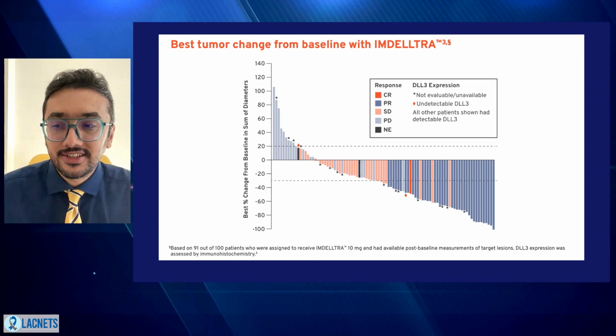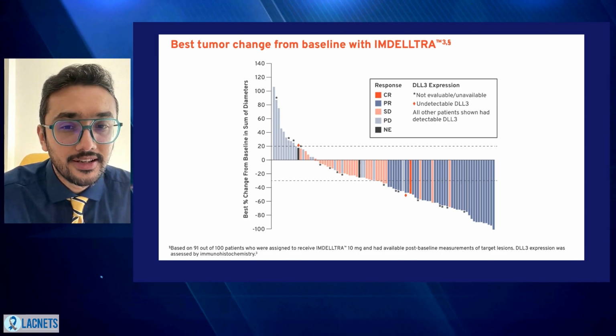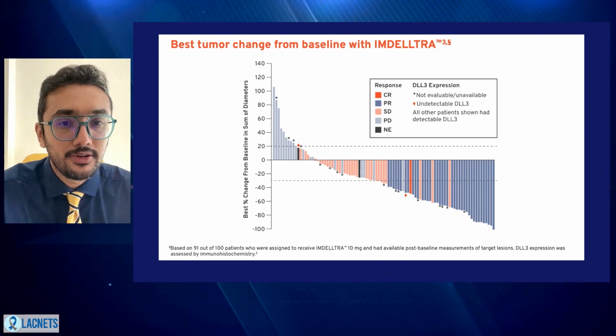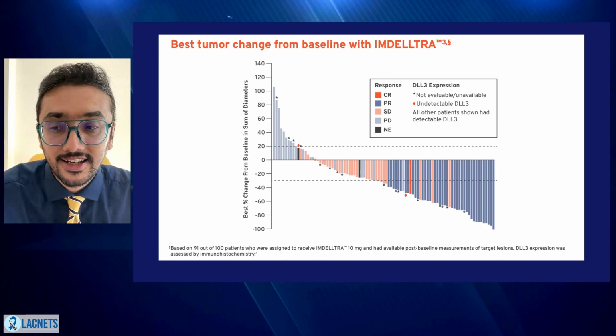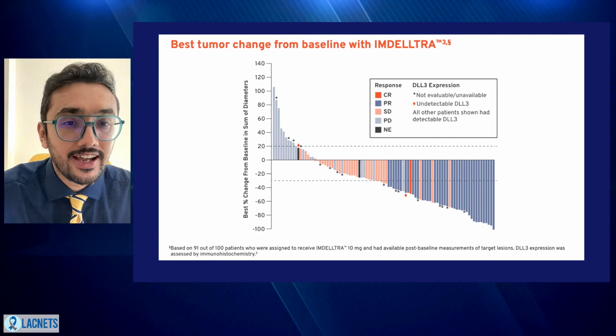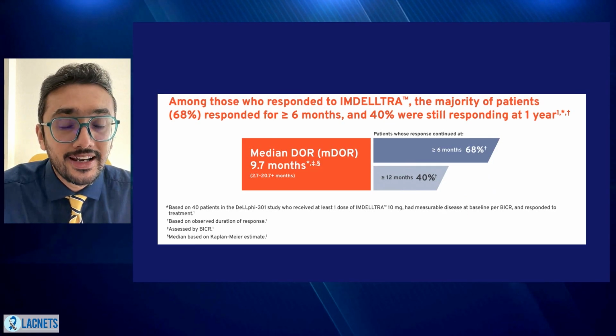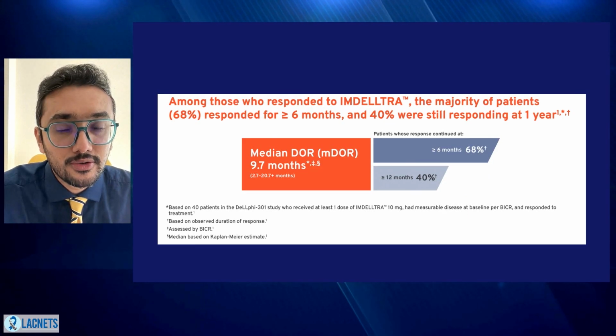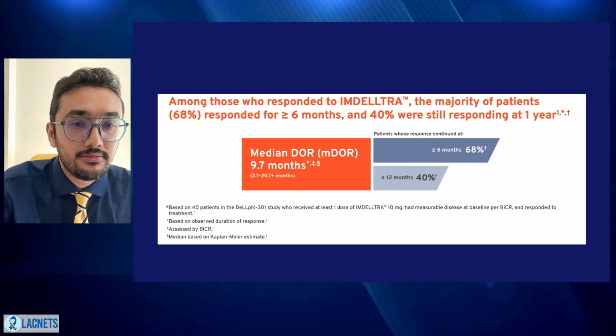So I'm glad that this drug is now FDA approved and it's commercially available, and a lot of centers are now able to administer it to small cell lung cancer patients who may not have access to clinical trials. On an average, this drug was found to stabilize the cancer for 9.7 months.